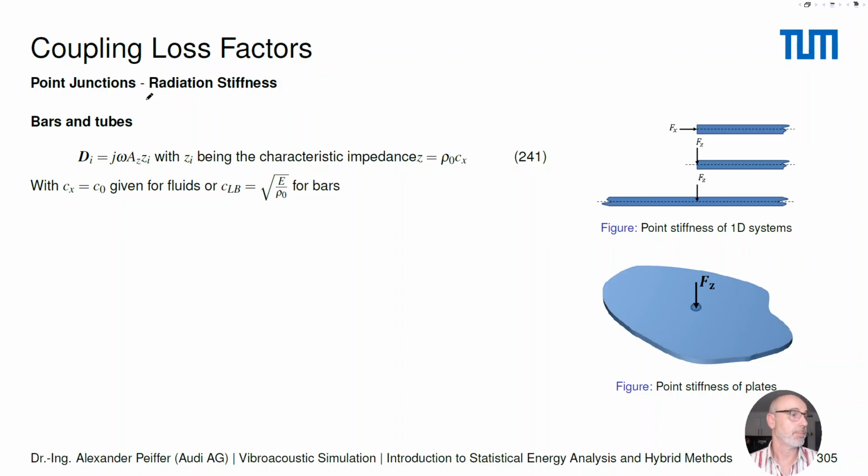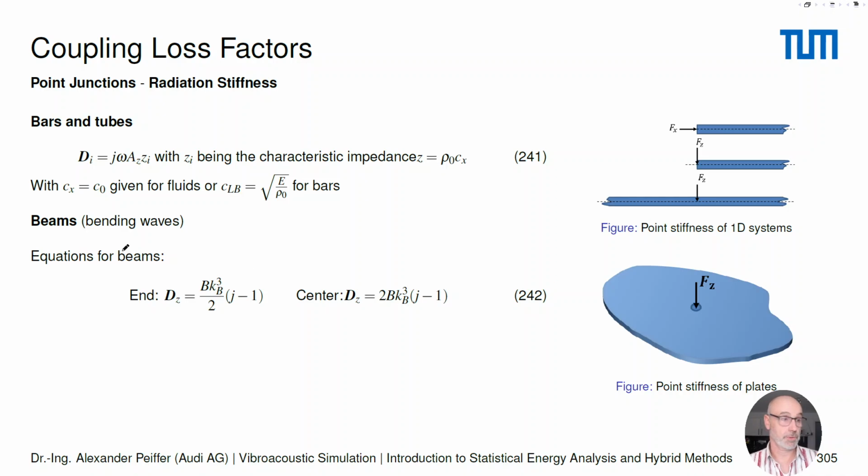And we start with point junctions. And now we give you some examples for different radiation stiffnesses of point junctions that should be used in the coupling loss formulation. For instance, bars and tubes, as in the configuration here. It's an extra force excitation here, and the wave would propagate into the one-dimensional system. We would get this radiation stiffness, and it's a scalar, because that's just 1 degree of freedom. And these are the expressions, so it would be the impedance density times the speed of sound in this area, and this would be given by this expression for simple bars.